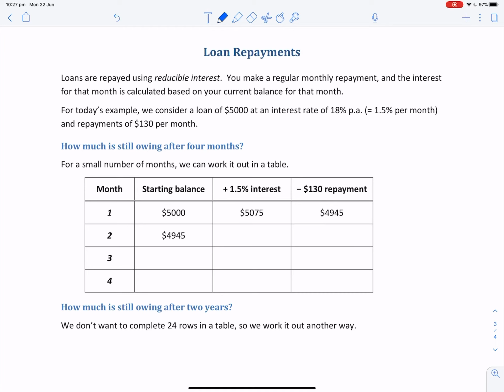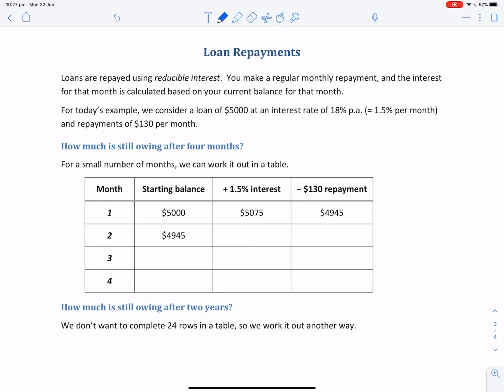Okay, loan repayments. So loans are repaid using reducible interest. You make a regular monthly repayment. The interest for that month is calculated based on your current balance for that month. So as your balance goes down, the interest goes down, and crucially, more of your repayment is going towards paying off the loan rather than paying interest. So for today's example, we'll consider a loan of $5,000 at an interest rate of 18% per annum, 1.5% per month, and repayments of $130 per month.